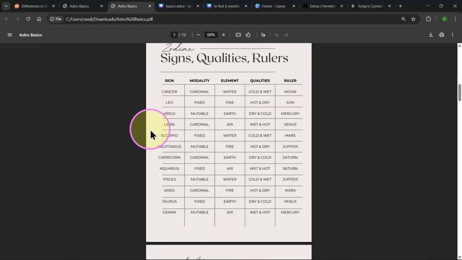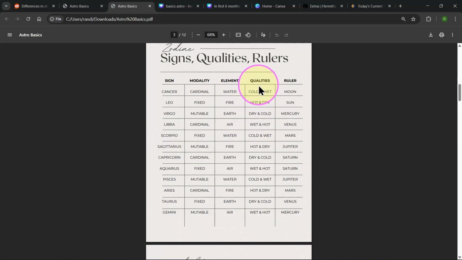The signs always go in the same order. Doesn't matter where you start because they always go in the same order. Cancer, Leo, Virgo, Libra, Scorpio, Sag, Capricorn, Aquarius, Pisces, Aries, Taurus, Gemini. The modalities always go in the same order: cardinal, fixed, mutable, repeating. The elements always go in the same order: water, fire, earth, air, and so on. And then the qualities are going to shift based on which element it is.